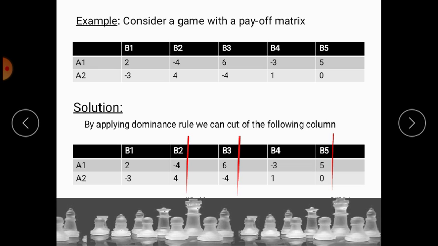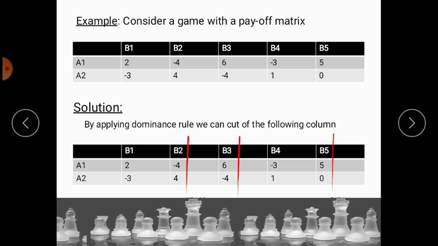Now look at the solution. The first step is to apply the dominance rule. Why? Because we can cut out the unnecessary columns, the columns which are not likely to lead to the solution, and we are only going to keep and process the columns which can probably lead to the solution. So we have to first apply the dominance rule.